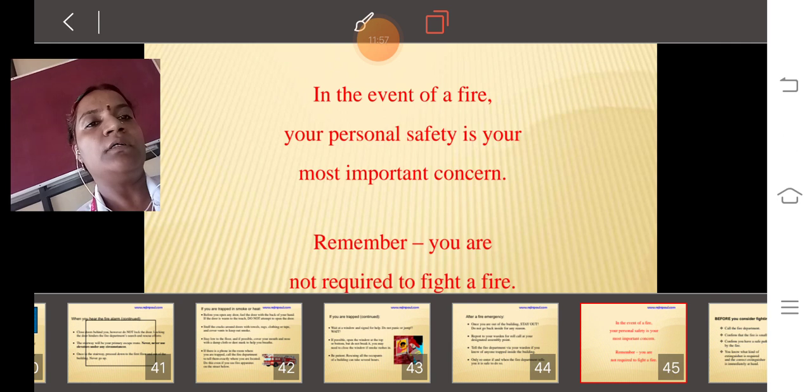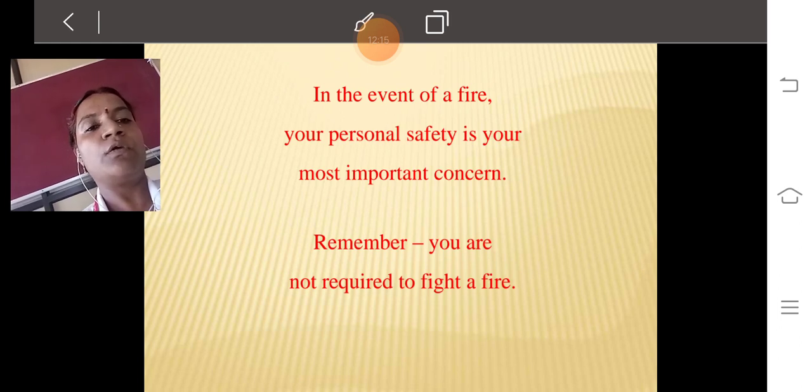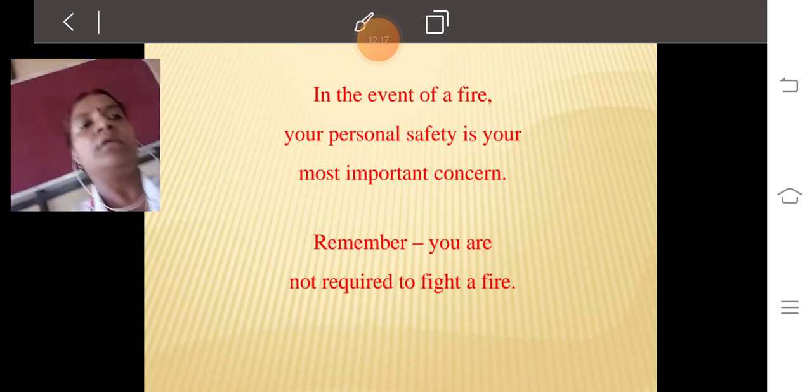And finally, in the event of a fire, our personal safety is our most important concern. So remember to protect ourselves. We are not supposed to try to fight a fire.